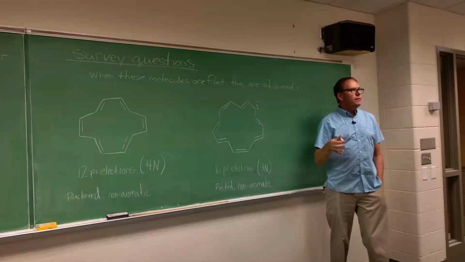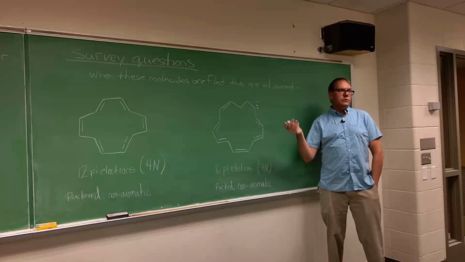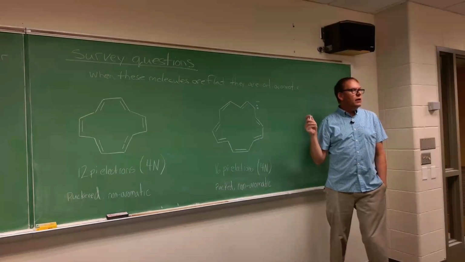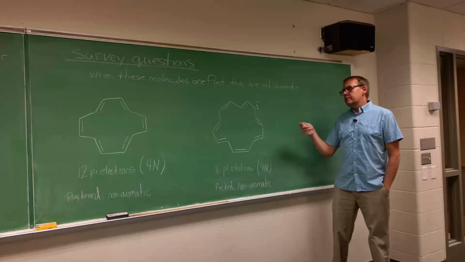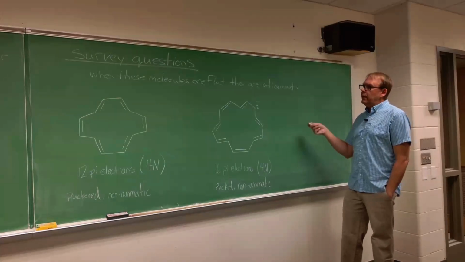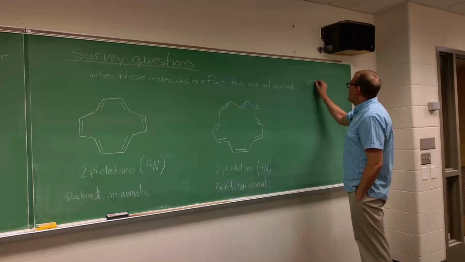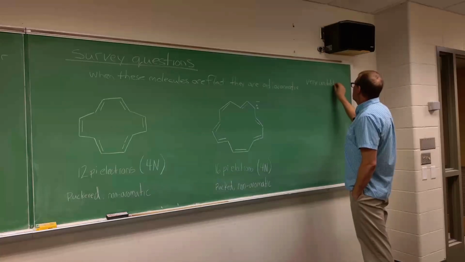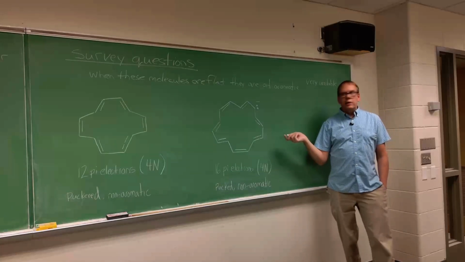So because they follow all the rules, they are a ring, they are flat because we're assuming they're flat, and they're fully conjugated, and they have 4n pi electrons. And so that series of traits means that they're anti-aromatic. They are anti-aromatic, and I'm going to say very unstable. So if this molecule were to select the flat conformation, it'd be very unstable.